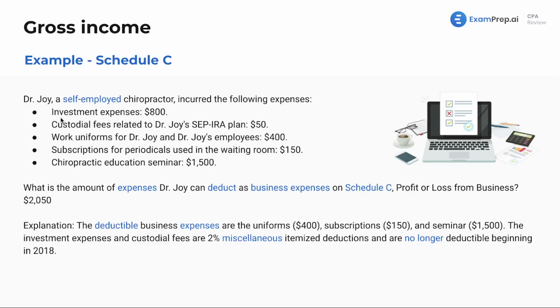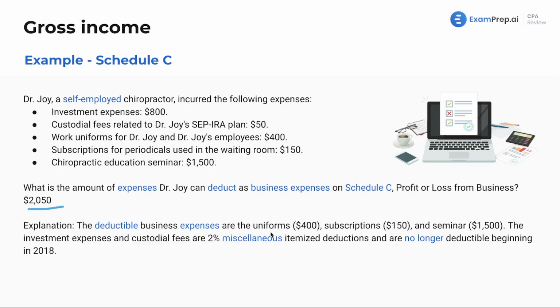We got a couple items here. We got investment expenses, custodial fees, work uniforms, subscriptions for periodicals in the waiting room, and education seminar expenses. So what is the total amount that Dr. Joy can deduct as business expenses on Schedule C? That is a wonderful question. Now, what is our explanation? I mean, we see the answer here, but how do we get there?